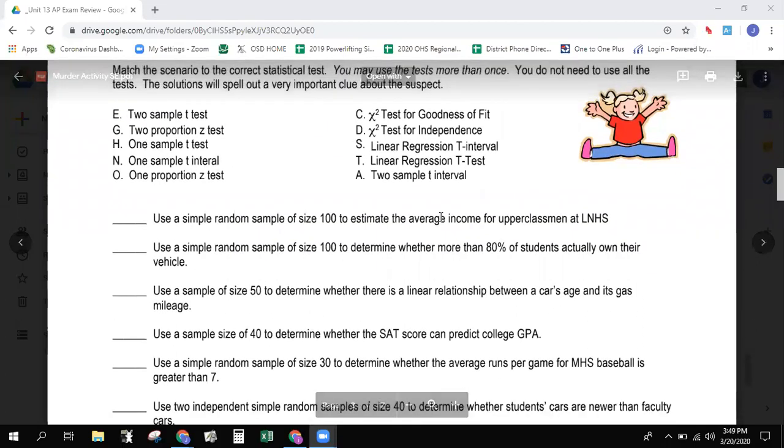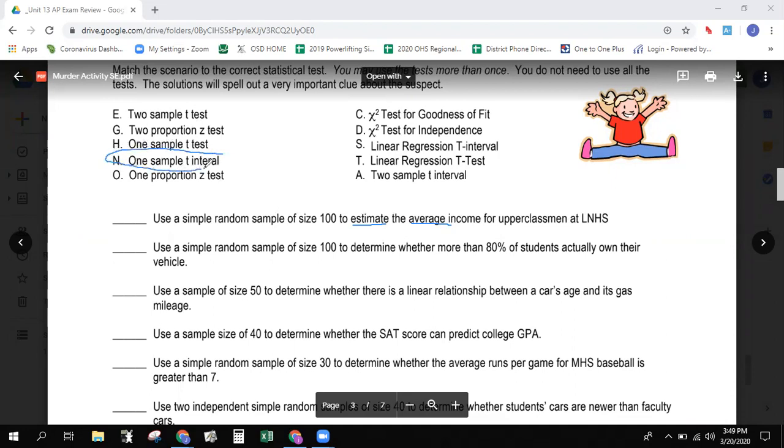So the very first thing that we're going to do is look at the first one: use a simple random sample to estimate. That word estimate tells me that we are going to be doing an interval, not a test. The average income for upperclassmen, so we're looking to do a mean. So that's a T interval, a one sample T interval right there.